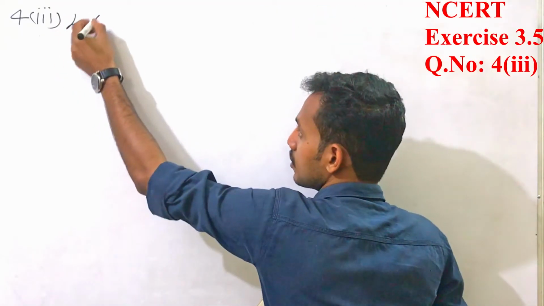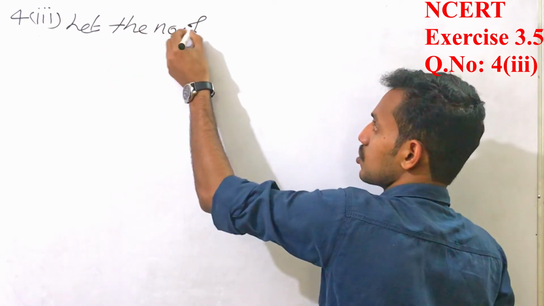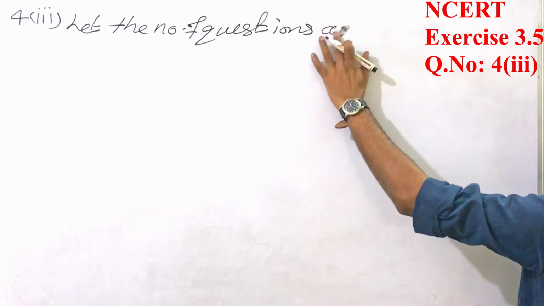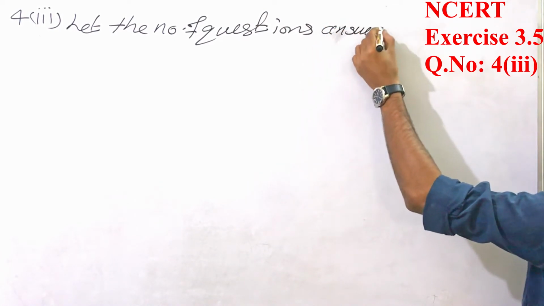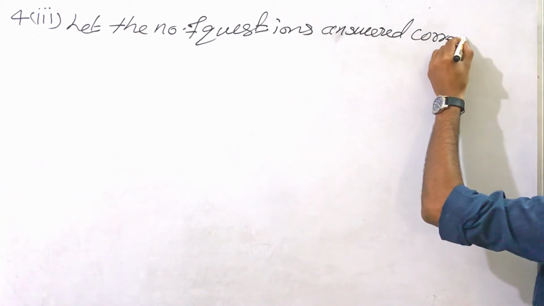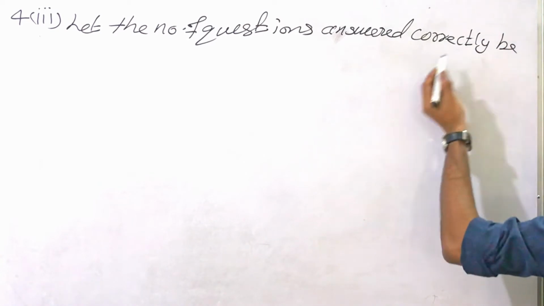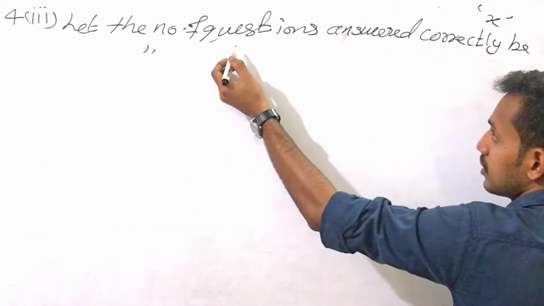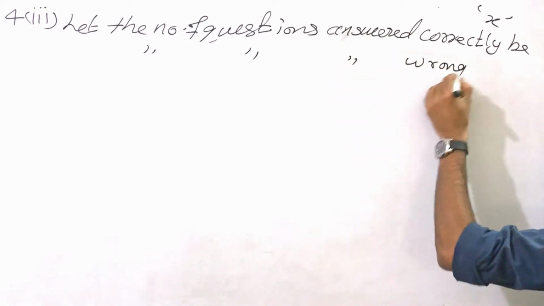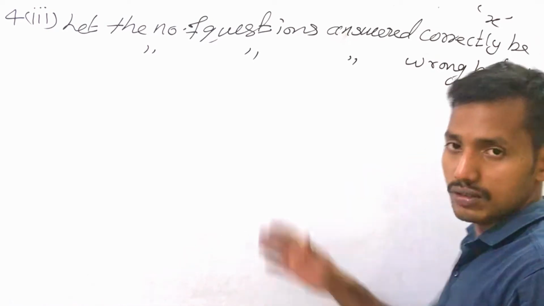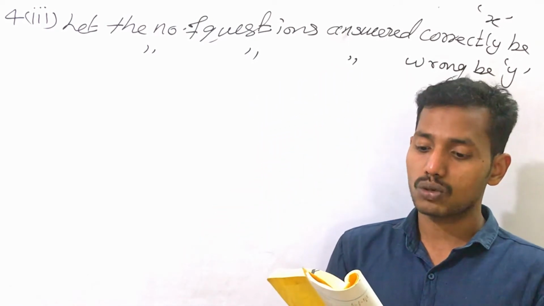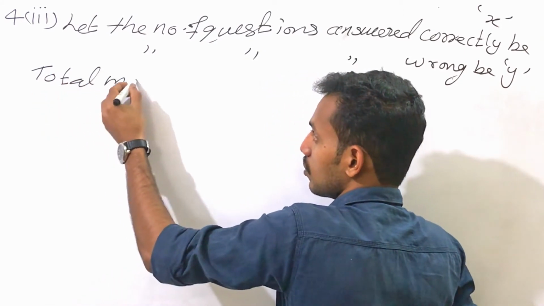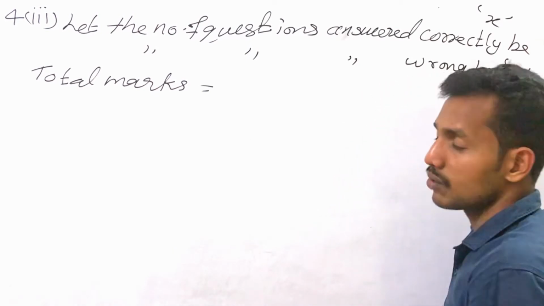So let the number of questions answered correctly be X. Okay, and let the number of questions answered wrong be Y. Now we have put the variables. Now come to the question. Yash scored 40 marks in a test. That means the total marks secured in a test is equal to, what will be that? 40.